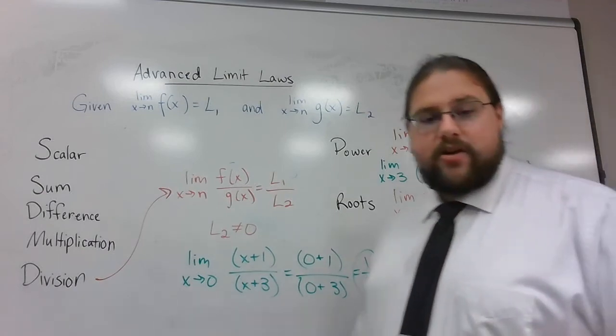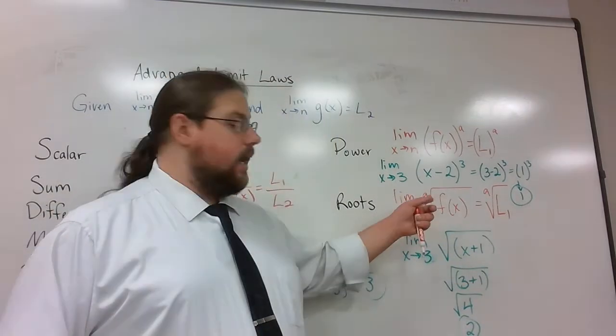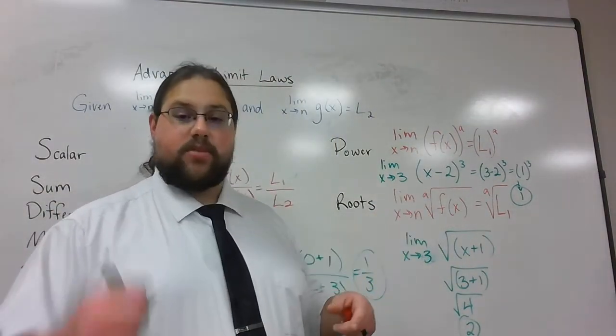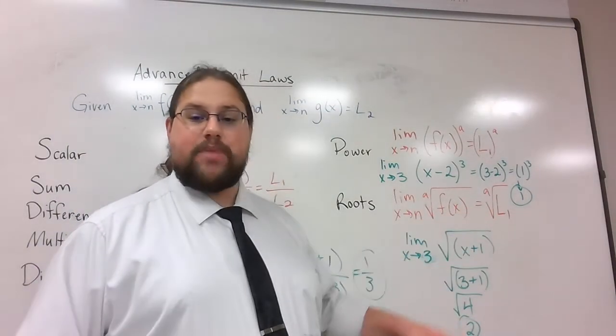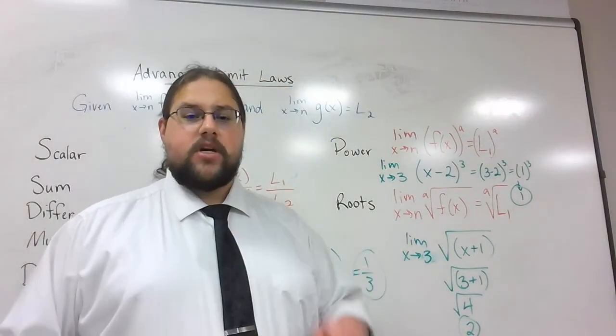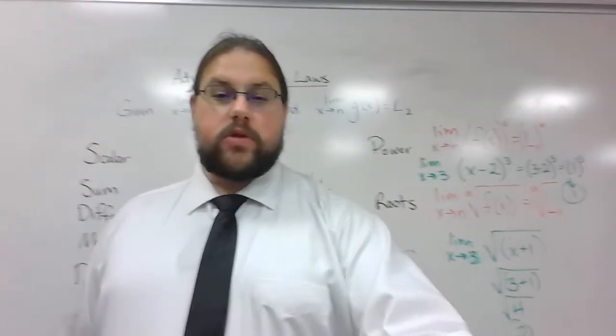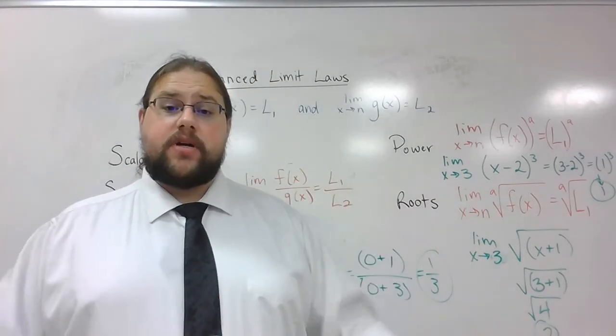Again, just a reminder though, in this situation, if your index, the number outside, is an even number like 2, 4, 6, or 8, the limit of your f of x cannot be negative. So I couldn't have had negative 4 in here because that doesn't come out as a real number. So again, just keep in mind some of the same rules with algebra apply here because that's really what we're doing. We're doing algebra with limits.